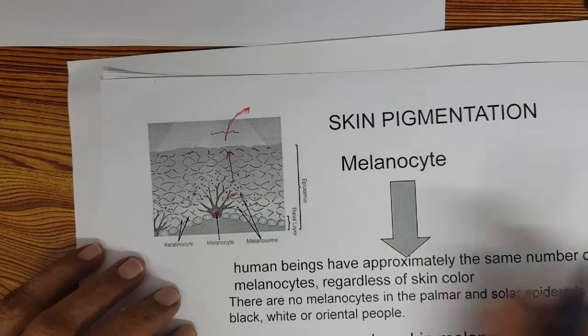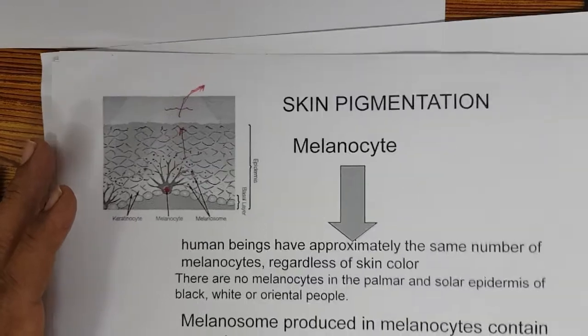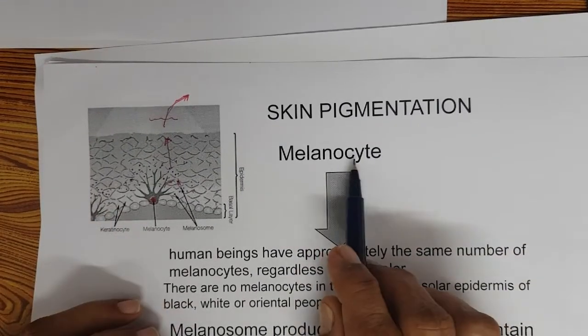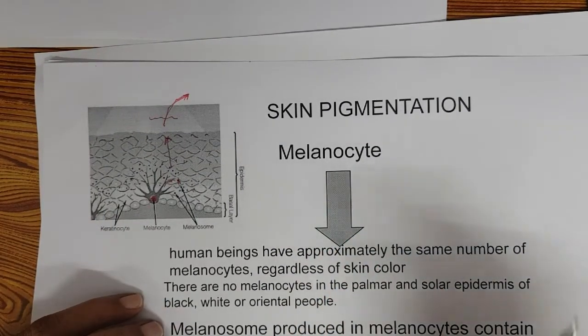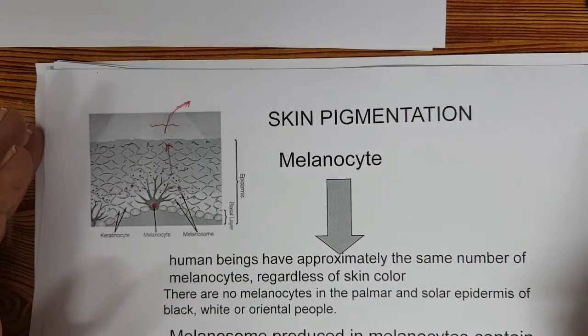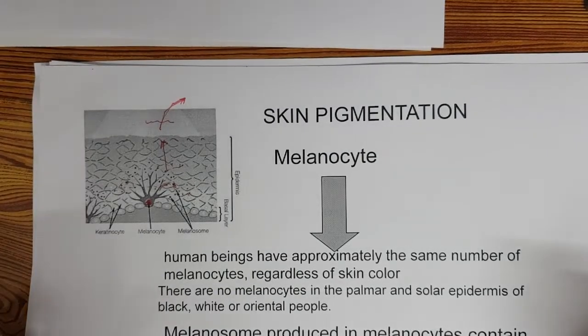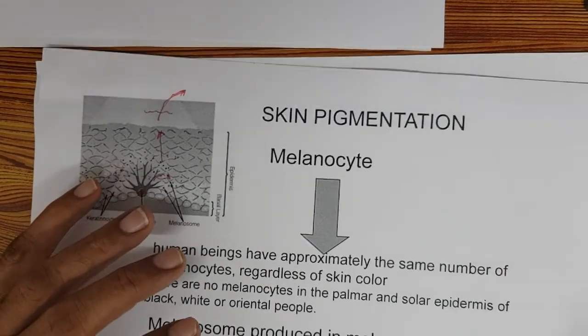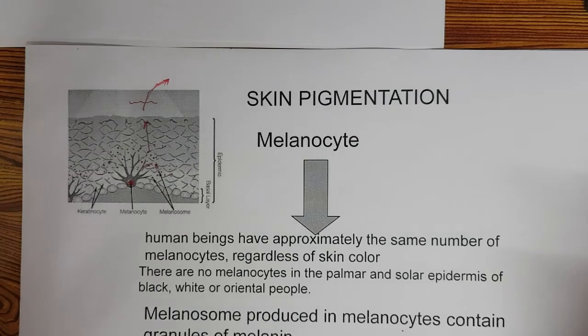So this is what happens. Everybody has the same number of melanocytes, right? Then why are some people dark and some people fair? We will see that. So you understand now?